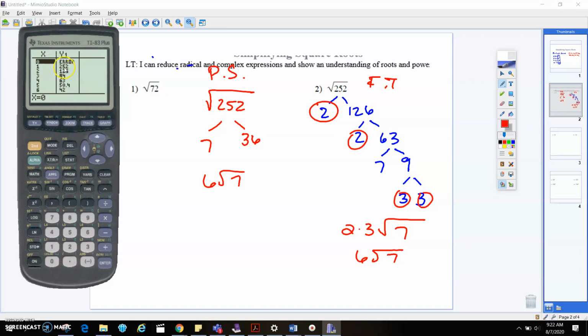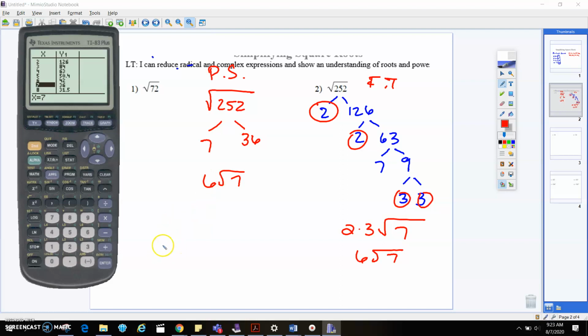So 1 times 252 gives you 252. 2 times 126 gives you 252. 3 times 84 gives you 252. If I scroll down, I can just keep looking until I get the biggest perfect square, which is 36. So 7 times 36 would give me my factors. That's my biggest perfect square, and we know that the square root of 36 is 6. We'll pull that out, and whatever we're left with, we put underneath the radical. So that's just a little cheat code.